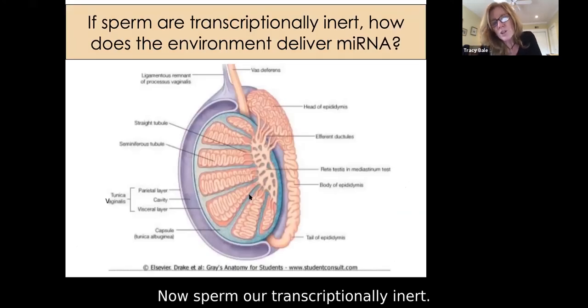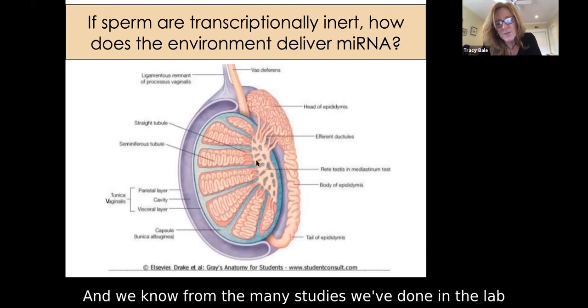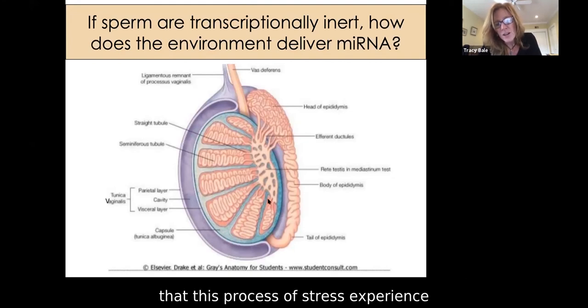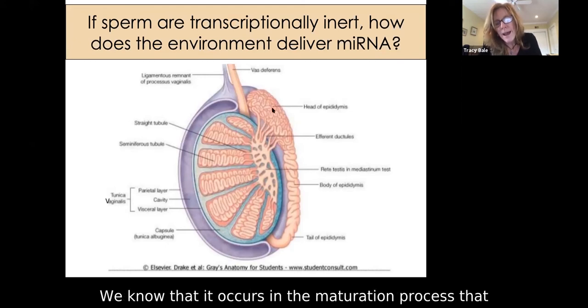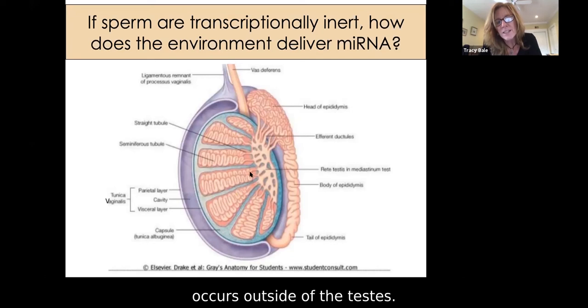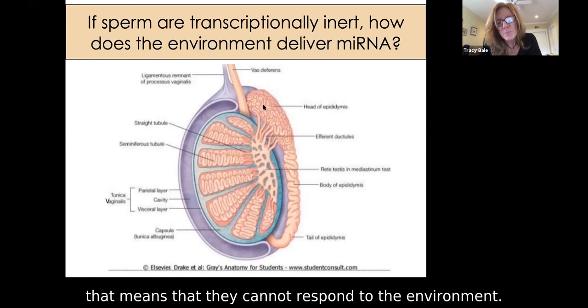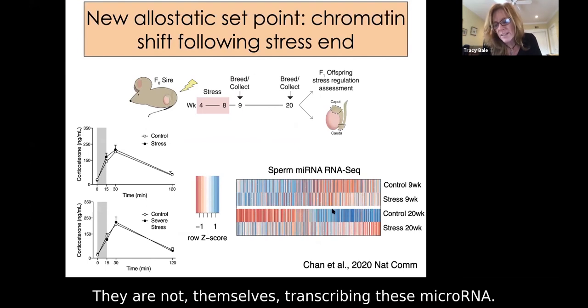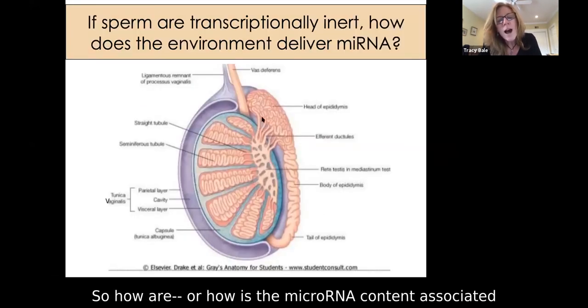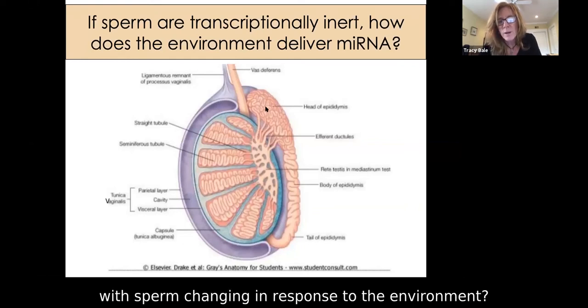Now, sperm are transcriptionally inert, and we know from the many studies we've done in the lab that this process of stress experience does not occur during the course of spermatogenesis. We know that it occurs in the maturation process that occurs outside of the testes. It occurs in these tubules called the caput, or the head of the epididymis. As sperm are transcriptionally inert, that means that they cannot respond to the environment. They are not themselves transcribing these microRNA. That's not possible in a sperm. So how is the microRNA content associated with sperm changing in response to the environment?